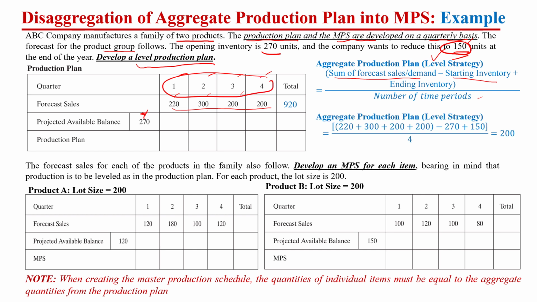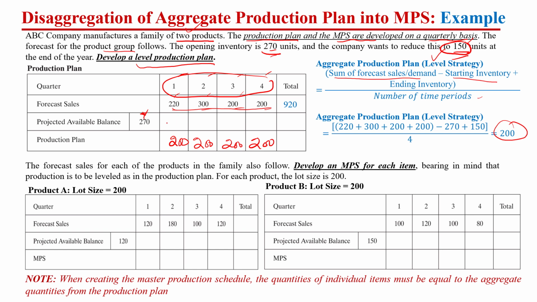So based on that, what we are going to get is 200 plus 300 plus 200 plus 200 minus 270, that is the opening, plus 150 at the end, divided by 4, which is going to be 200. So according to the level strategy, the aggregate production plan is going to be that we should produce 200 units over here of combined products. Okay, 200, 200, and this will also be 200.